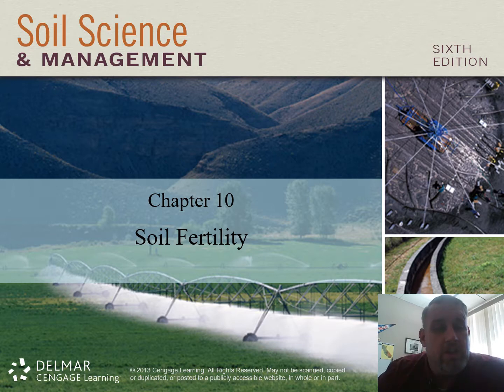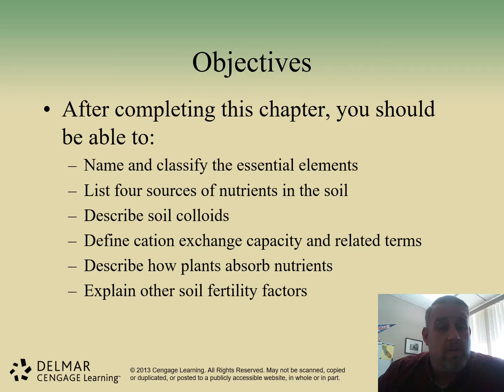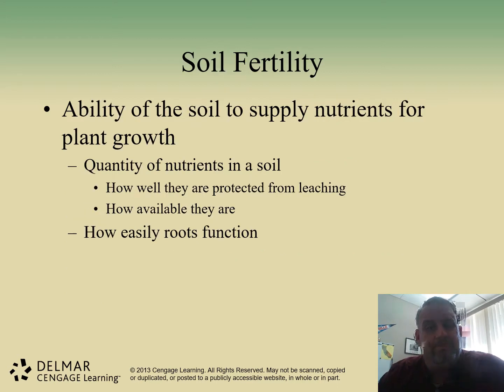Welcome to Soil Science and Management, Chapter 10. And in this section, we're going to discuss soil fertility. So the objectives here are to name and classify the essential elements that are required within the soil to grow plants, the sources of nutrients within the soil, describe what soil colloids are, define cation exchange capacity and some terms that are related to that, describe how plants absorb nutrients, and then some other soil fertility factors.